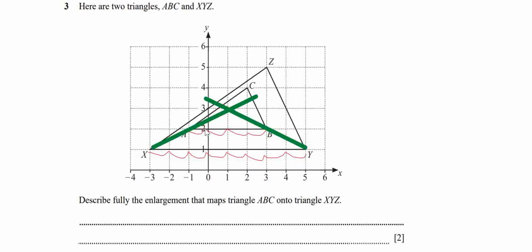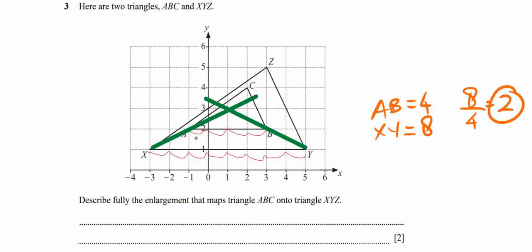So first we count the side AB, how many units: 1, 2, 3, 4, and we count the side XY: 1, 2, 3, 4, 5, 6, 7, 8. So it's 4 units and 8 units. So AB is 4 and XY is 8 units. It means the enlargement is 8 divided by 4. It is 2. That's how we got the scale factor of 2.